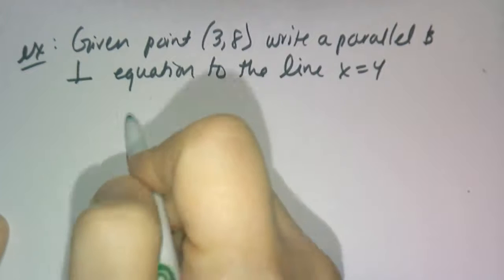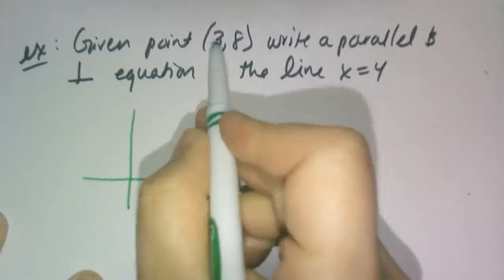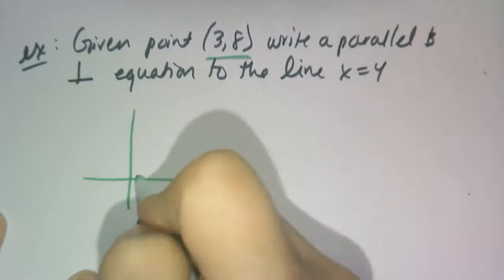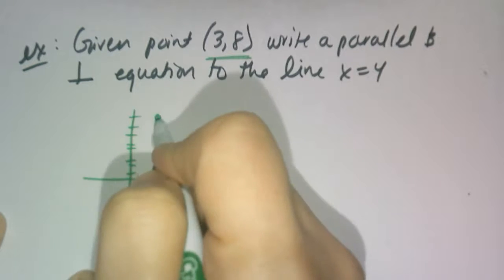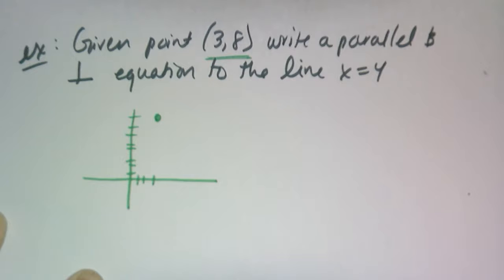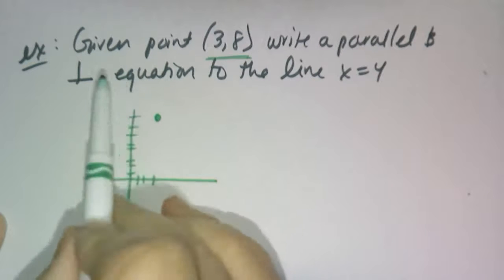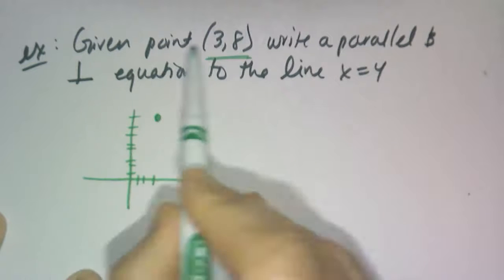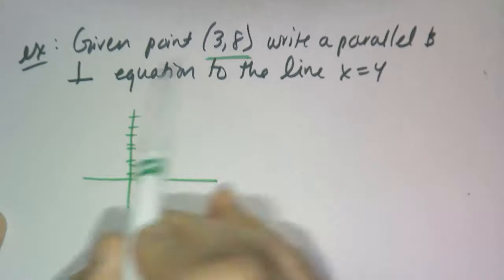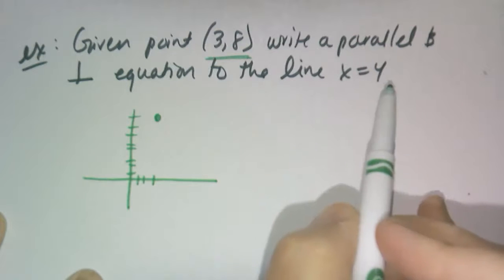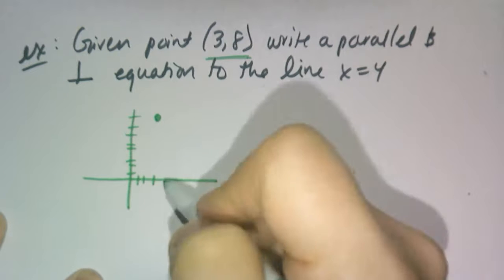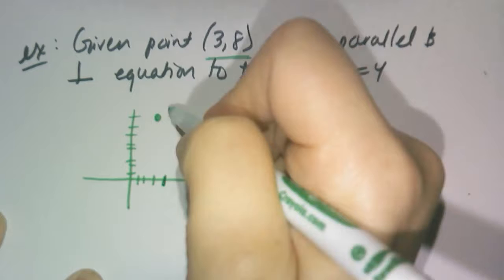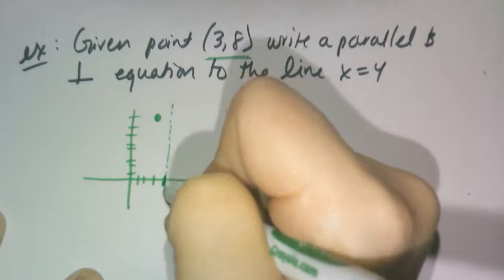So if you were to draw this, graph the point 3, 8. 1, 2, 3, then 1, 2, 3, 4, 5, 6, 7, 8, right there. Would you all agree? And given the point, write a parallel and perpendicular equation to the line x equals 4. Well, where is the line x equals 4 located? What kind of line is it, first of all? Horizontal or vertical? Vertical at x equals 4. So right here, would you all agree?